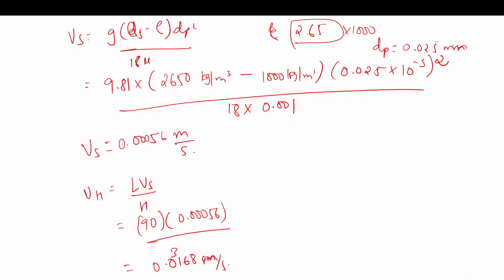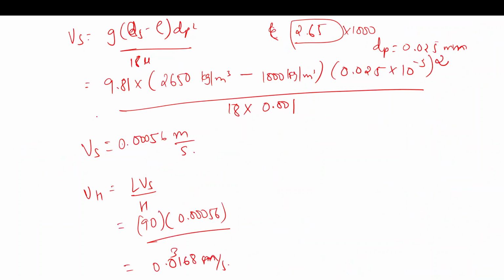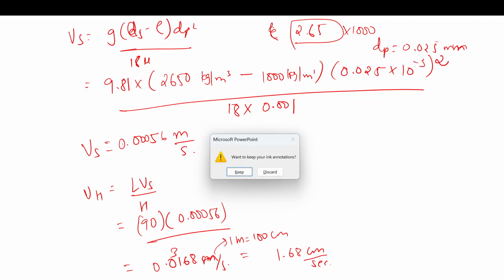Now the answer required is in centimeter per second. So convert this to centimeter per second by multiplying by 100, because 1 meter is 100 centimeter. If you multiply, it will come as 1.68 centimeters per second. Is it clear?